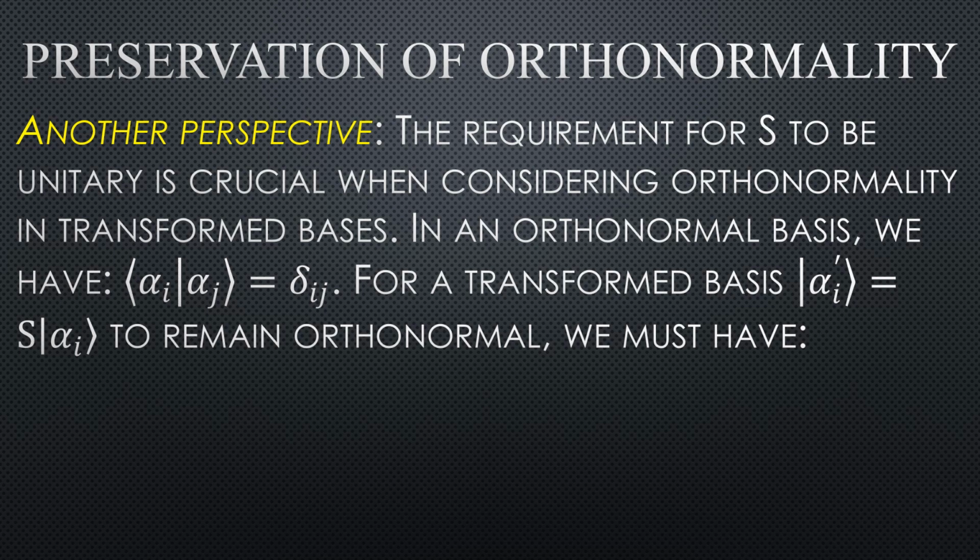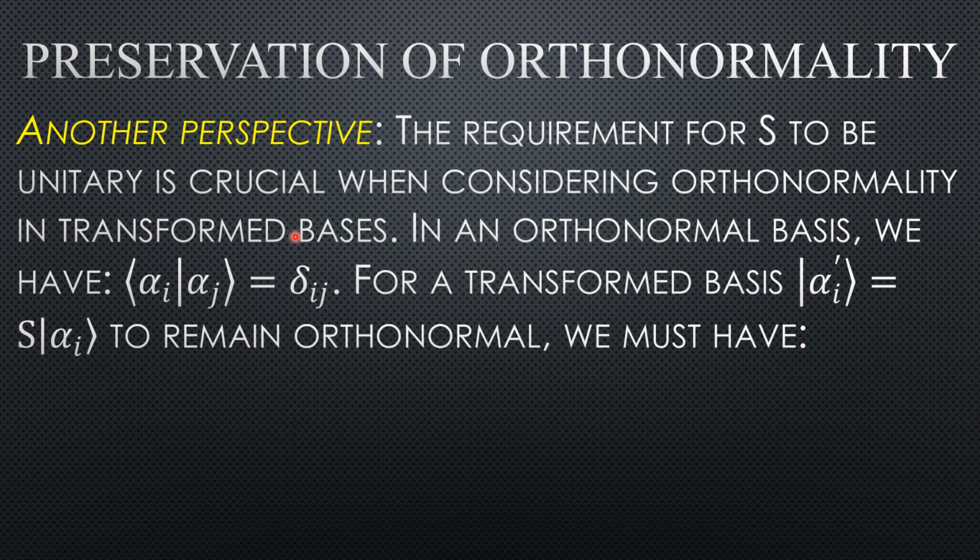But there is another way to look at this section of the proof. The preservation of orthonormality is probably one that's a little more linear algebra heavy, but probably one that's insightful too, based on our knowledge of what orthonormal means with the Kronecker delta. So in another perspective, the requirement for S to be unitary is crucial when considering orthonormality in the transform bases. In an orthonormal basis, we have that the inner product alpha i alpha j is equal to the Kronecker delta ij. Okay, so we only have something there normal because we're looking at the bases themselves.